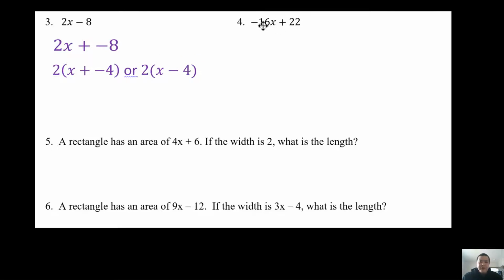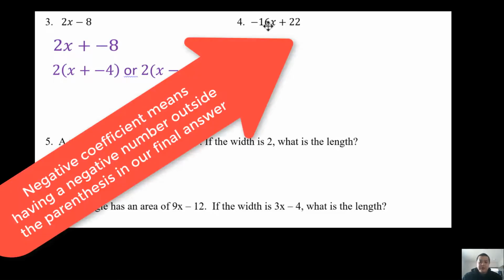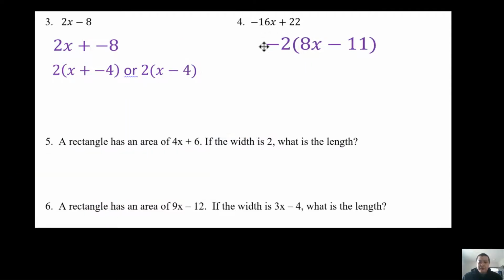On this side over here, we have a negative coefficient, which means we're going to take out a negative number. So we're going to factor out the greatest common factor of 16 and 22, which is negative 2, because we have a negative coefficient, leaving us with 8x minus 11.